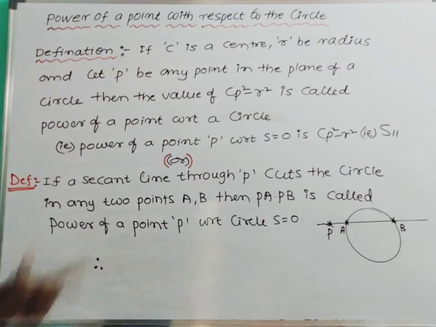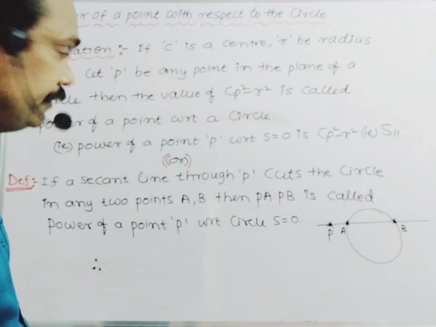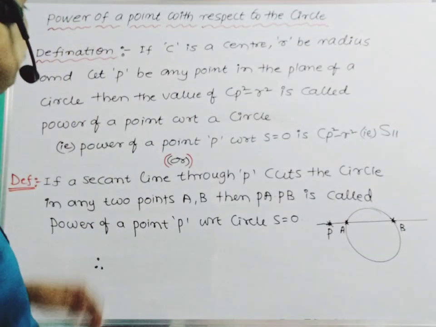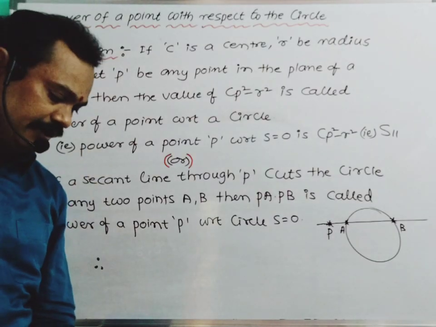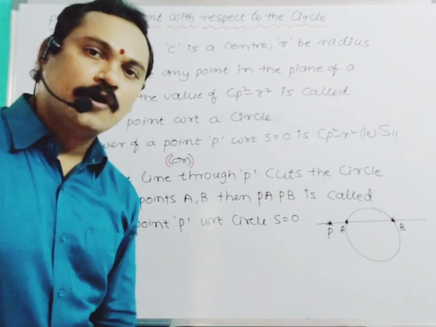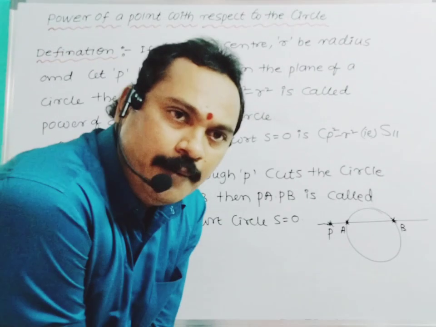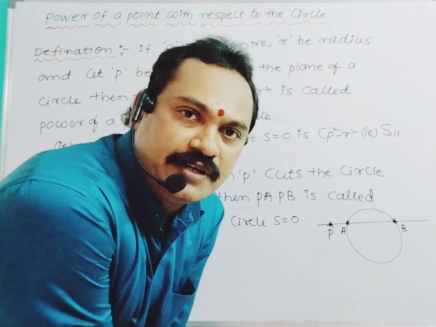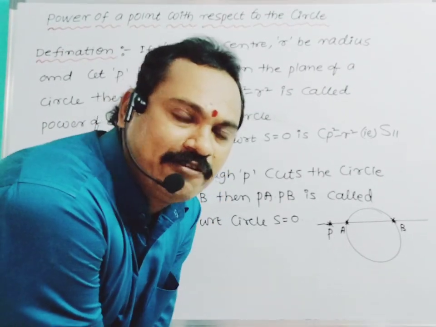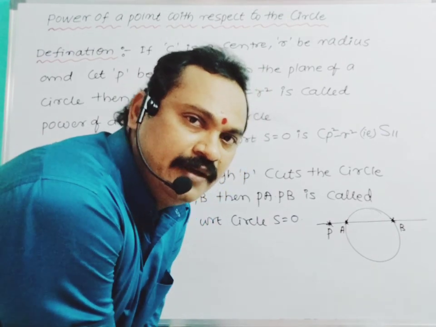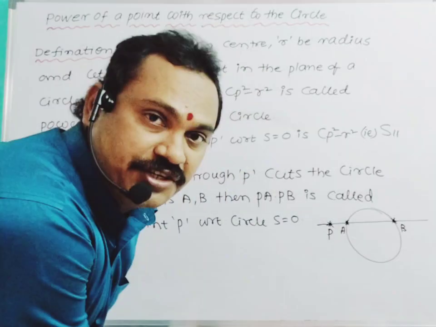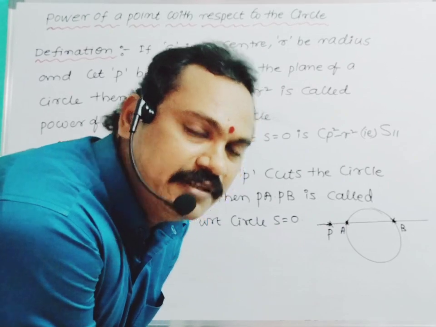Okay guys, let's move on to our next concept with respect to a circle, that is power of a point with respect to a circle. Just before, we discussed position of a point with respect to a circle, now we are going to discuss power of a point with respect to a circle. Let's observe the definition.